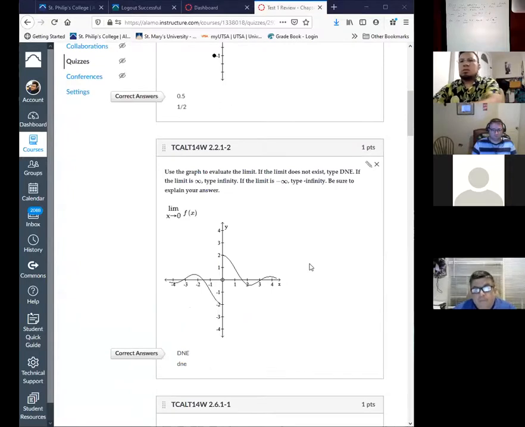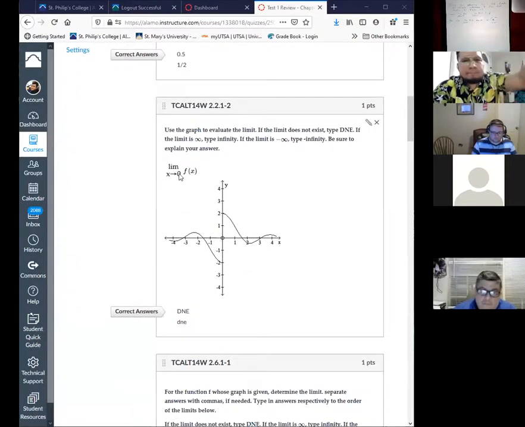Okay. So here's the answer. It does not exist. But why? Right? That's what math's all about. Why? Use your graph to evaluate the limit. If the limit does not exist, type DNE. If the limit is infinite, type infinity. If the limit is negative infinity, type negative infinity. Be sure to explain yourself. Okay. So why does this limit not exist?